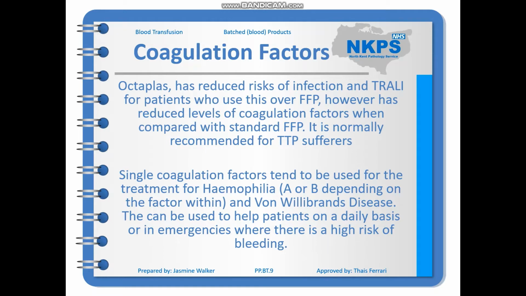And finally, single coagulation factors tend to be used for the treatment of haemophilia A or B, depending on the factor that they're supplying, and von Willebrand's disease. They can be used to help patients on a daily basis, so just to maintain the correct levels of these factors and be able to go about their days, or in emergencies where there's a high risk of bleeding, so they're going to surgery or they've been in an accident.